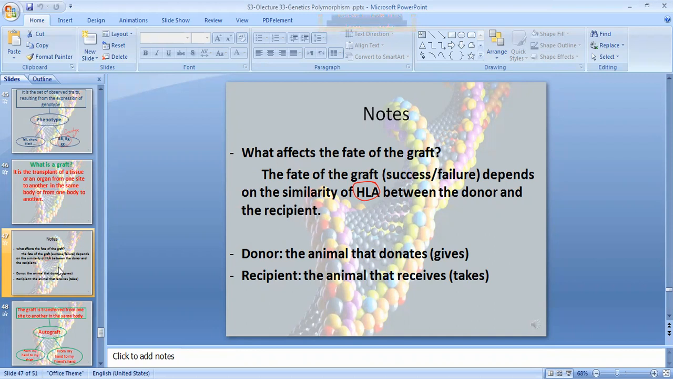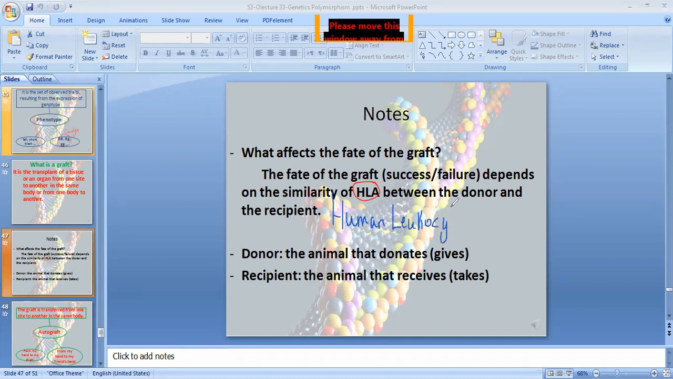What is the meaning of HLA? It's the human leukocyte antigen. This is human leukocyte antigen. It is found on the surface of the nucleated cells. So here, human leukocyte antigens affect the fate of the graft, whether it's accepted or rejected.